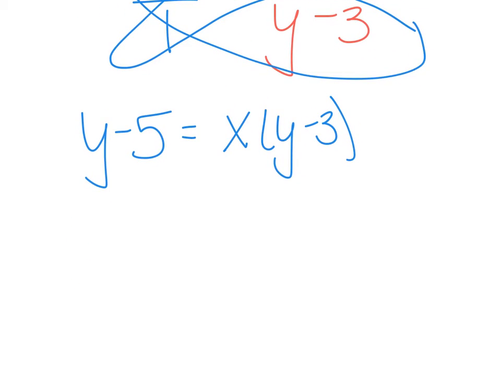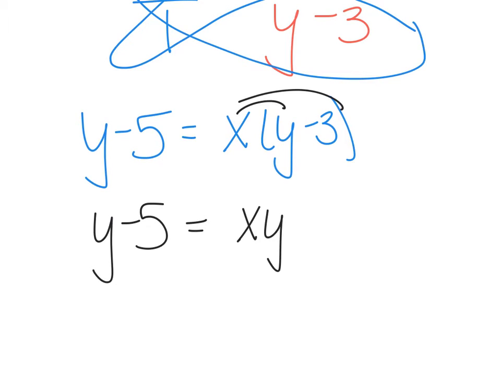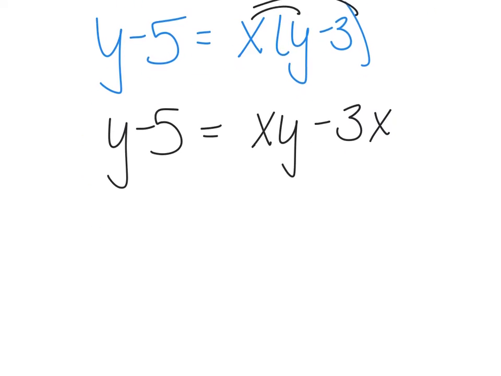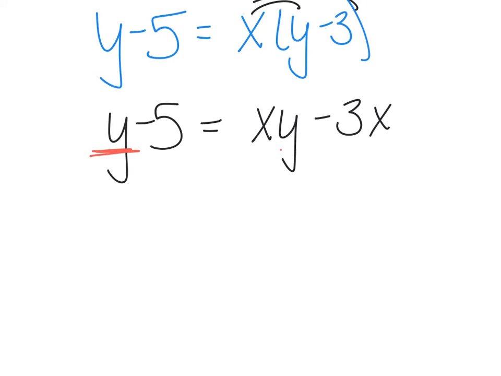Okay, so again, I'm just going to continue to do what my gut says: distribute. So y minus 5 equals x times y minus 3x. Now remember, your goal is to solve for y. Do you see that there's 2 y's? You have to get those on one side and everybody else to the other. So I'm going to leave this y, and I'm going to subtract the xy from both sides.